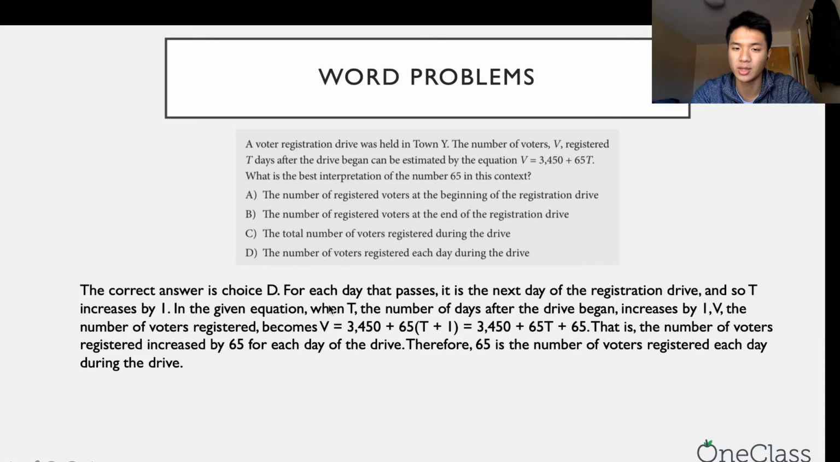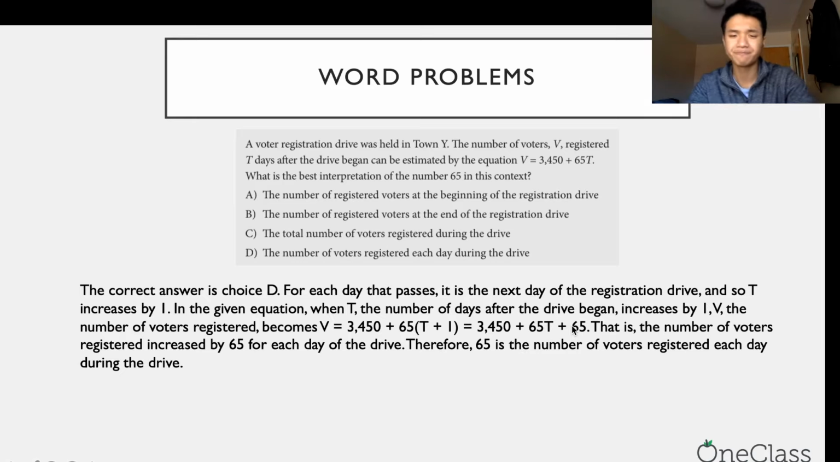In the given equation, when t, which is the number of days after the drive began, increases by 1, v, the number of voters registered, becomes t plus 1. So we can add this marginal change of 1 day into the equation. Instead of saying v equals 3450 plus 65t, we can do v equals 3450 plus 65 times (t plus 1). Solving that out, we multiply 65 into both terms and get 3450 plus 65t plus 65.